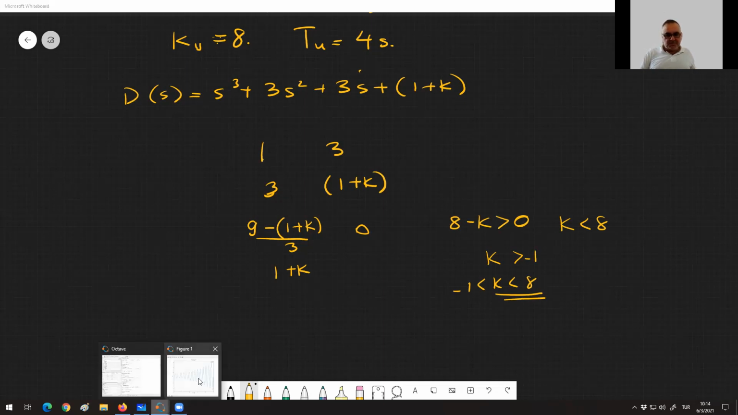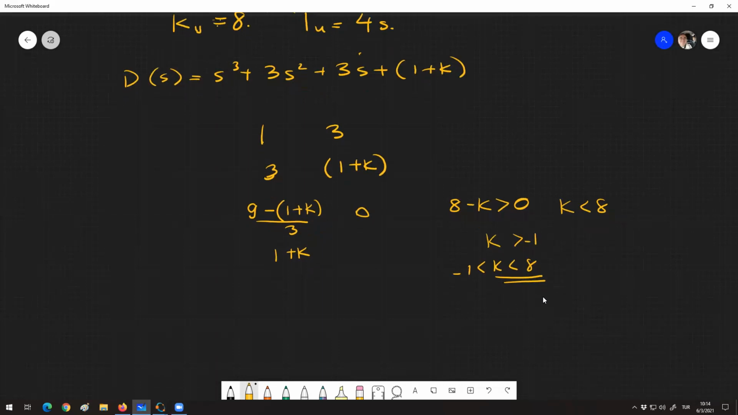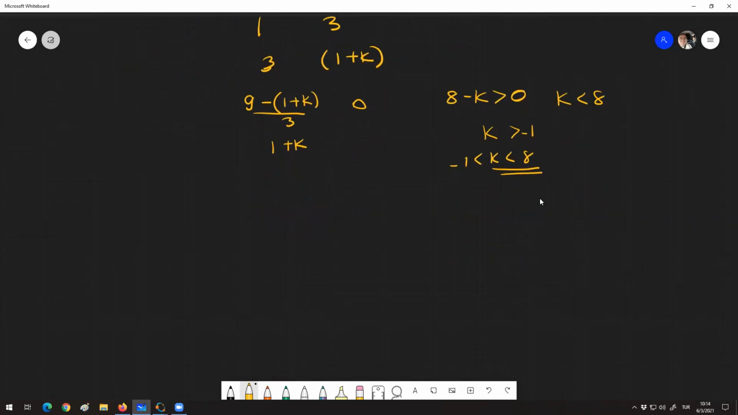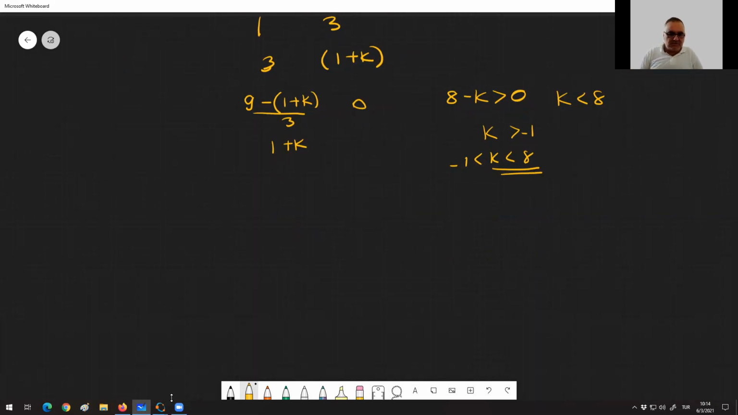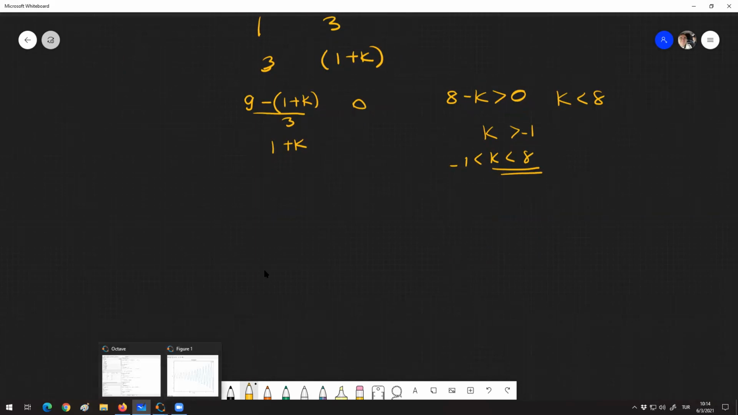Okay? Okay, hocam, thank you. So it is actually bigger and equal, right? Yes, it can be equal, but 8 is the limit. When it is bigger, it's unstable. Okay, hocam. Thank you so much.